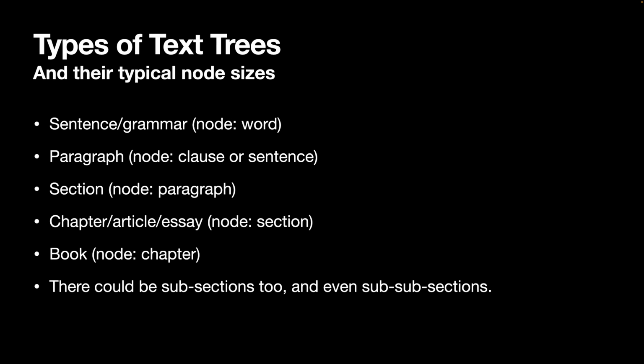There is some flexibility on how you break things up. For example, if a section has too many paragraphs in it, you can use subsections or even sub-subsections. So you could have more levels of different trees, going from words all the way up to the entire thing that you're reading.